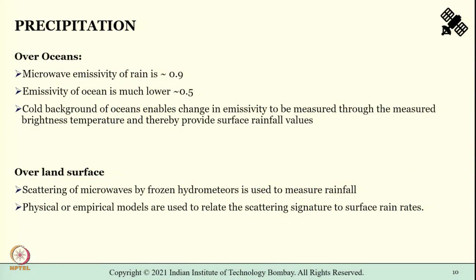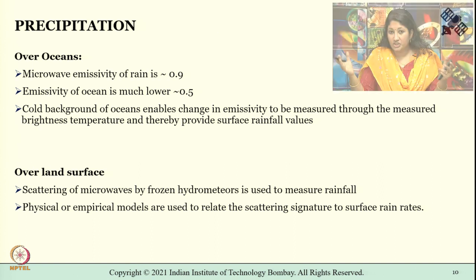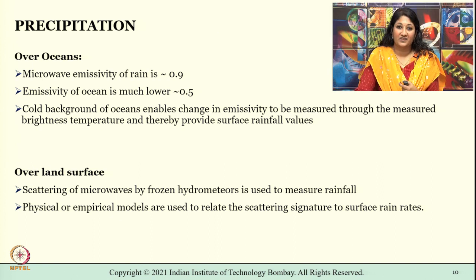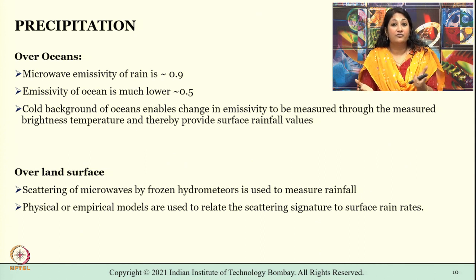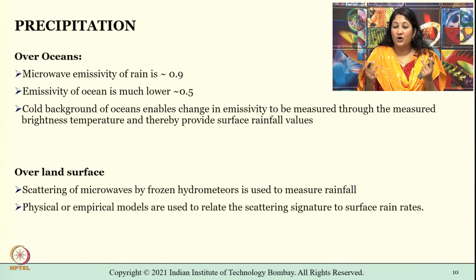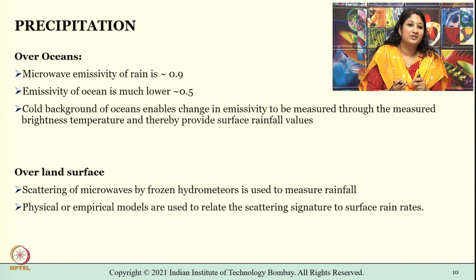So, in a nutshell, over ocean, the microwave emissivity of rain is nearly 0.9. The emissivity of ocean is much lower, say nearly 0.5, and oceans offer a cold background which enables any change in emissivity to be quickly measured through the brightness temperature, and therefore it is easier to estimate precipitation over oceans by a radiometer. Let me reiterate, oceans, cold background. And the emissivity of rain is higher, so the cold background of oceans offers some kind of contrast for a radiometer to easily estimate precipitation.